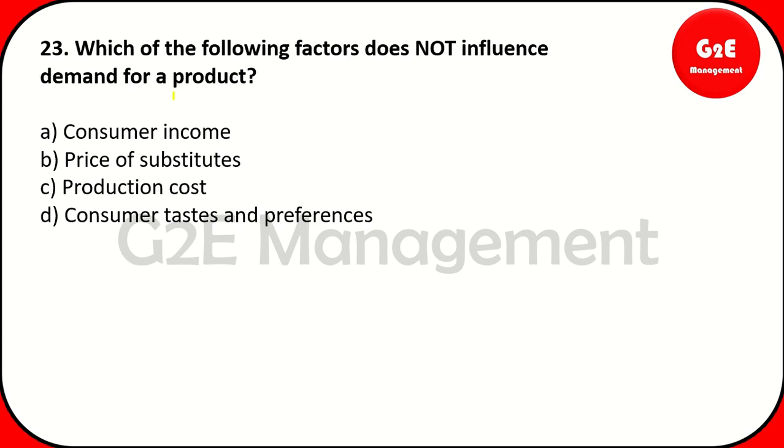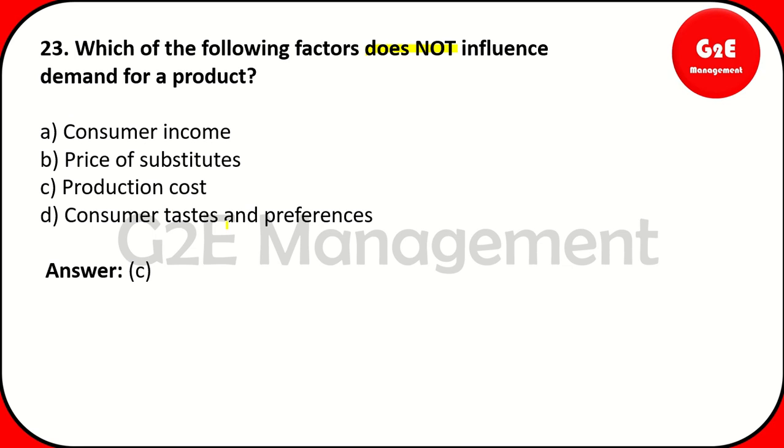And for the next question, which of the following factors does not influence demand of the product? Consumer income, price of substitutes, production cost, consumer taste and preference. See here, does not, okay. Consumer income is also required, right? And this is also required and this is also required. So production cost is not required for the demand of the product.